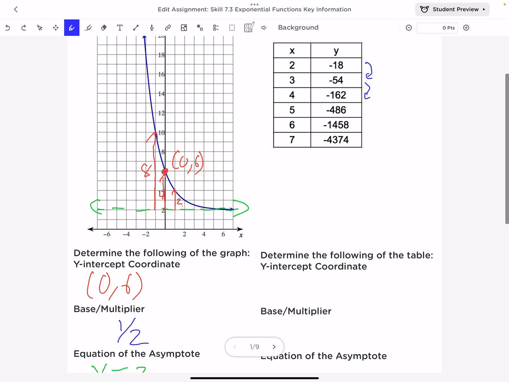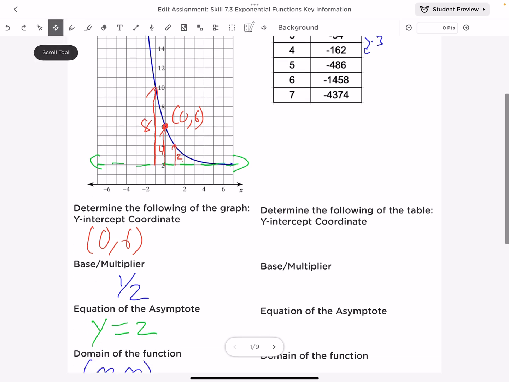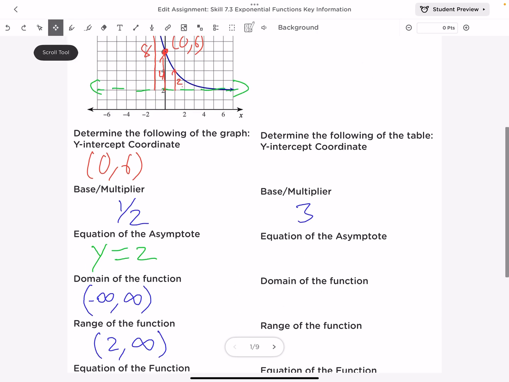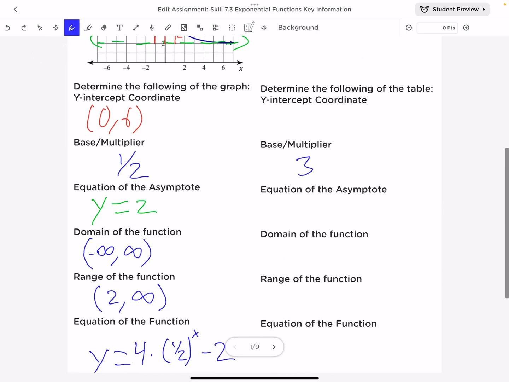All right, so 54, I'm just double checking on my phone, divided by 18, yeah, it's equal to 3. So this is times 3 and times 3. And so we already have our base multiplier. Now, in general with tables, because we have a clear, obvious pattern, we know that the asymptote is at 0. Whenever we see a clear pattern, we can always assume the asymptote is at y equals 0.